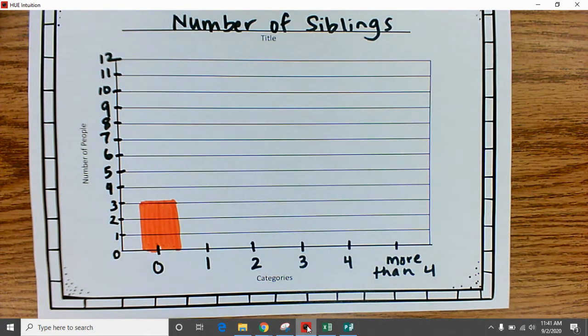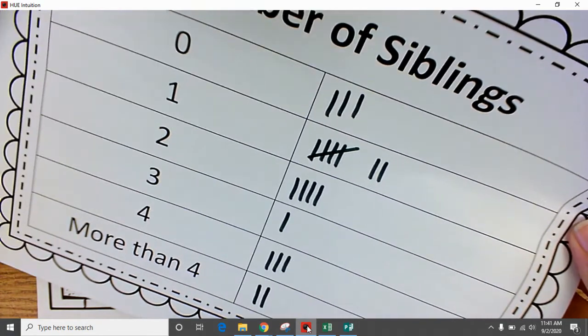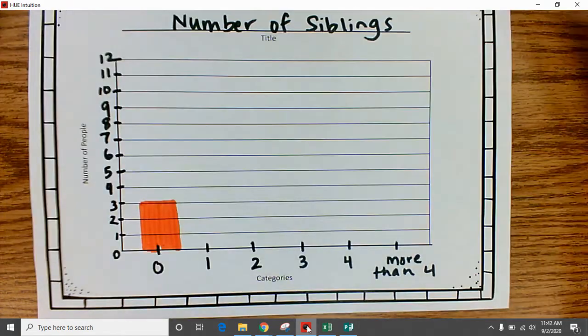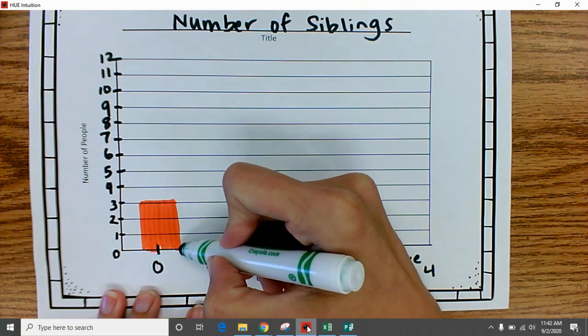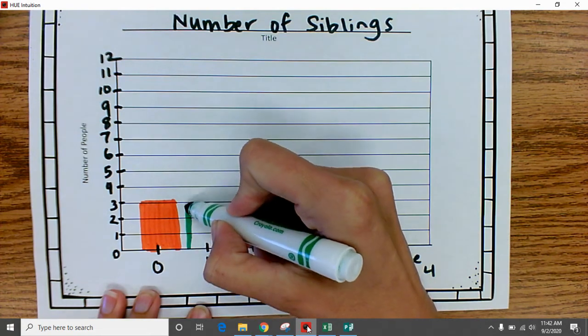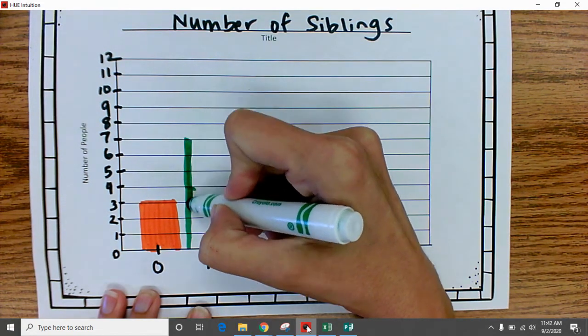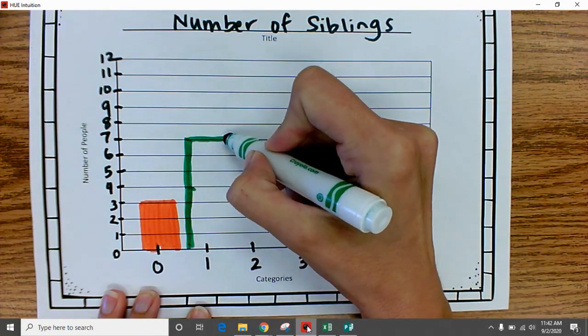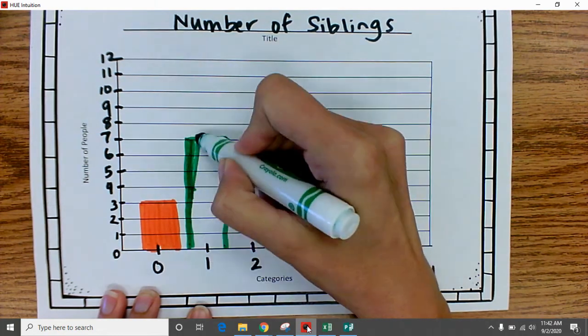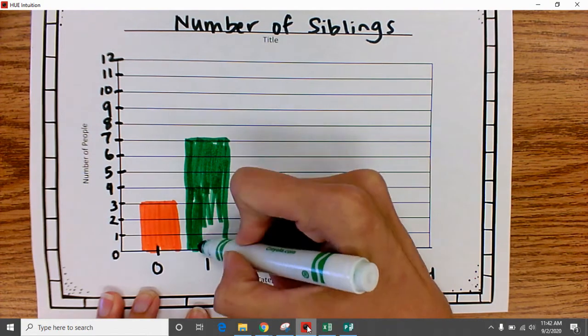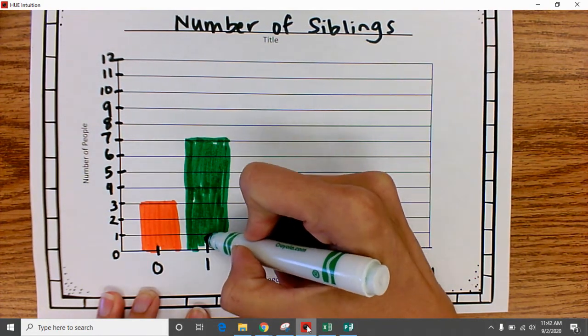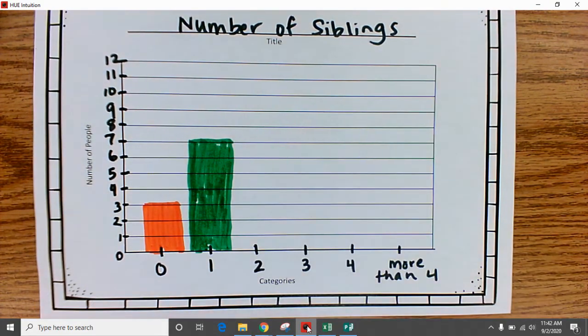All right, I need a bar to represent the number of people with 1 sibling. Oh, that was a lot. 7 people had 1 sibling. So I'm going to draw this bar all the way up to the 7. And this is over the number 1 because this is the number of people who only had 1 sibling.